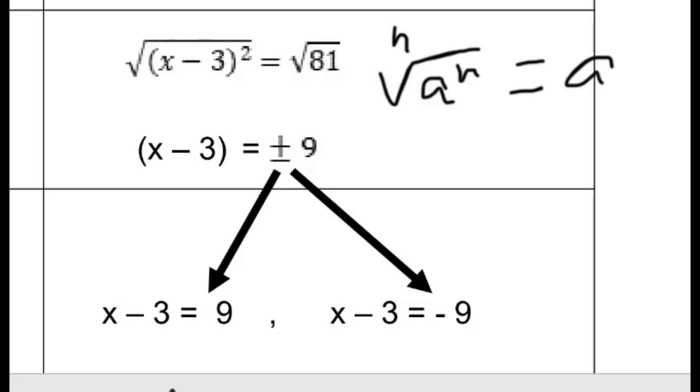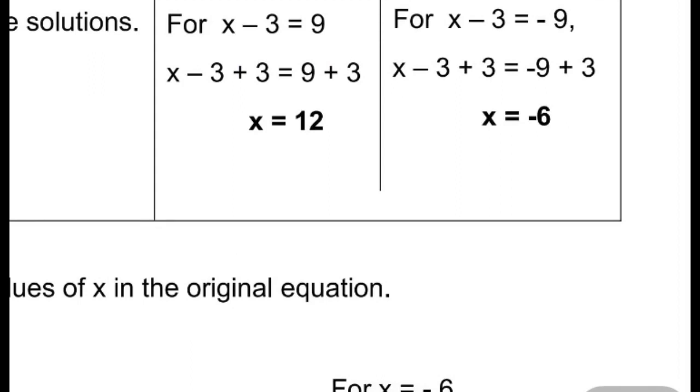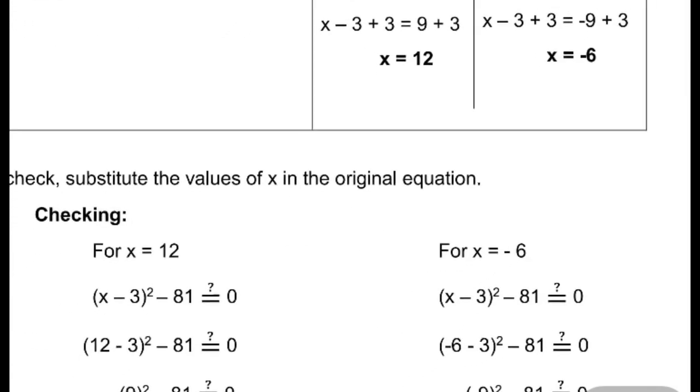Now, after this one, you're going to solve. The first one is x minus 3 equals 9. Second one is x minus 3 equals negative 9. Then for x minus 3 equals 9, solving for x, we're going to transpose negative 3 to the right side. So this will become x equals 9 plus 3. So x here is equal to 12. Then for x minus 3 equals negative 9, the same. Transpose negative 3 to the right side. It will become positive 3. So negative 9 plus 3. X here is equal to negative 6. So we have two values of x, 12 and negative 6. Now to check if these two are solutions, we'll just substitute this one to the original equation.